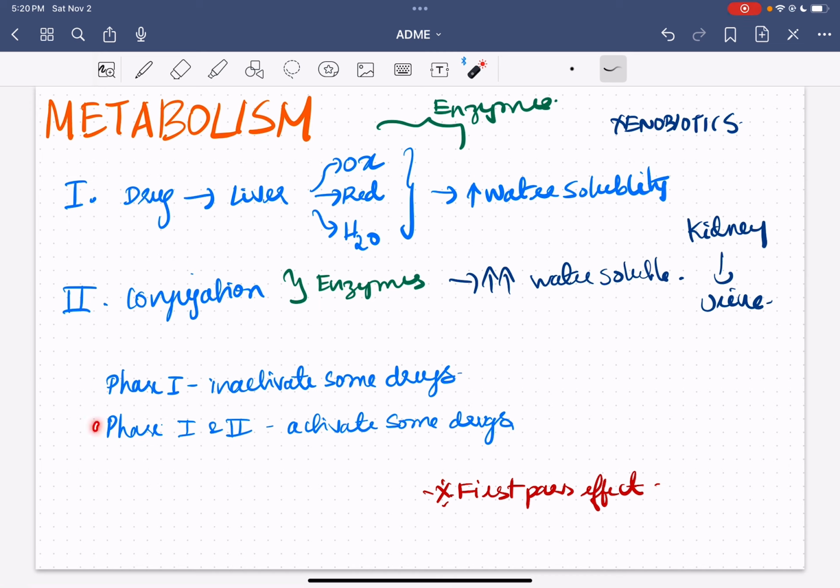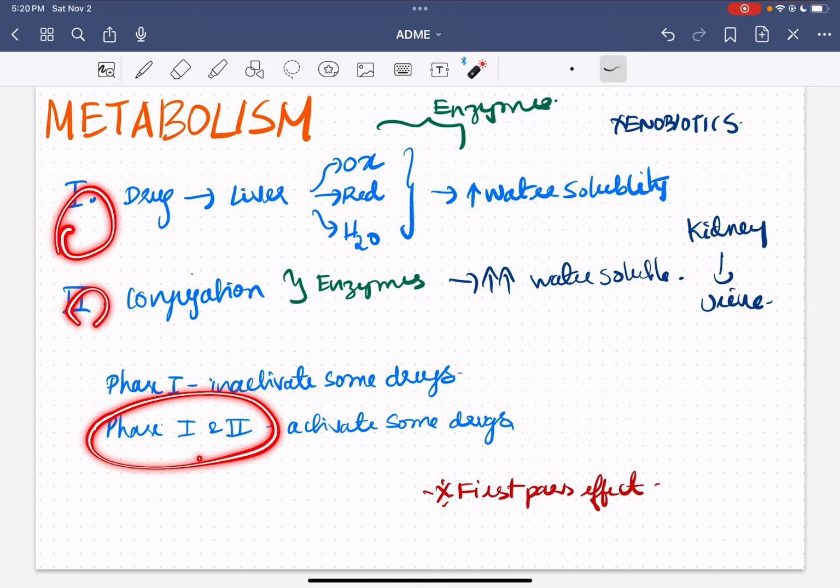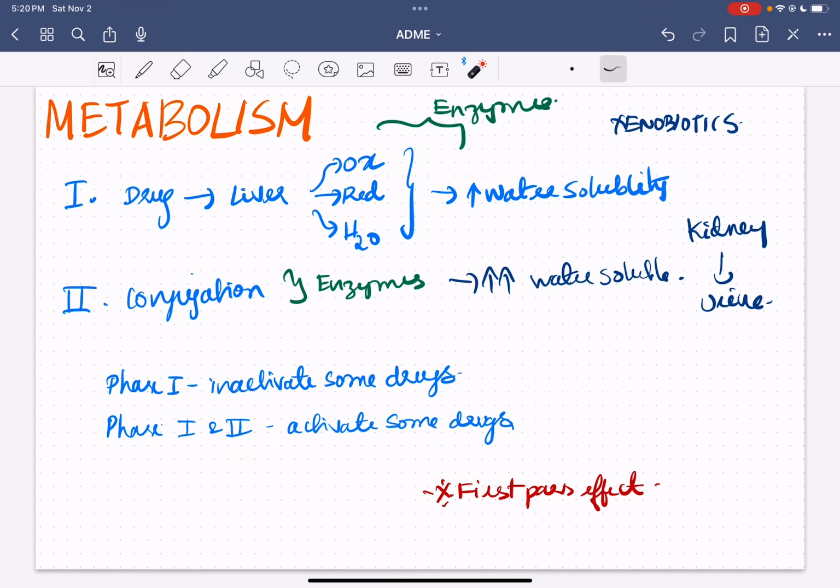Okay, sometimes phase 1 and 2 both need to act to activate some drugs. So it's just a probability, anything could happen. Phase 1 can activate some drugs, phase 1 can inactivate some drugs. Phase 1 and 2 can inactivate some drugs, phase 1 and 2 can activate some drugs. Okay, so that's how the metabolism is.